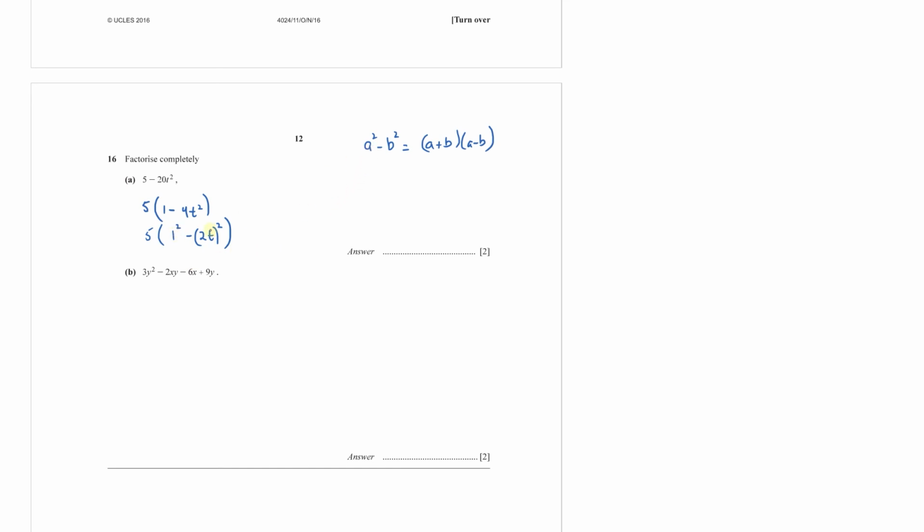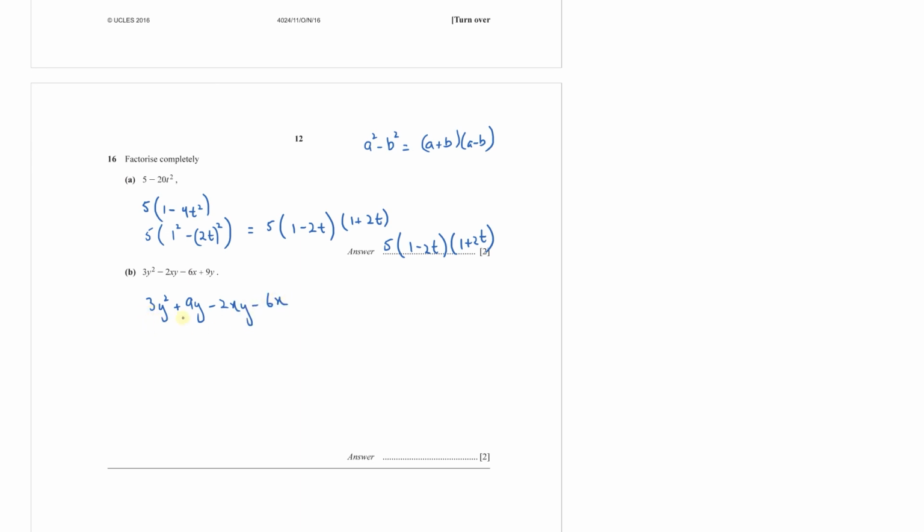And so now I have this expression where a is 1 and b is 2t. So I can further factorize it as 5 into 1 minus 2t times 1 plus 2t. So this would be your final answer. Part B is 3y squared minus 2xy minus 6x plus 9y. So I can rearrange these so that I have 3y squared, and I can bring this 9y here. So this becomes plus 9y, and then minus 2xy minus 6x.